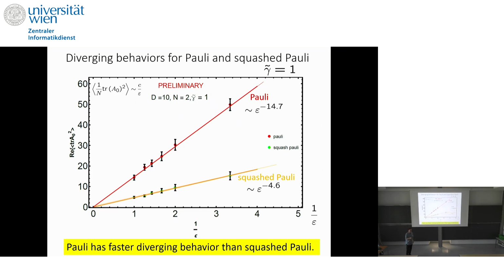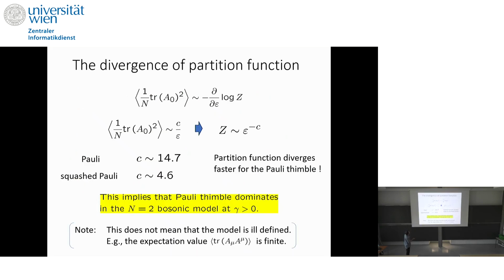So, do you have any questions? Okay. So we have shown that the partition function diverges in this model for the Pauli and squash Pauli, and they have different diverging behavior. And since the Pauli solution has larger negative power of epsilon, it diverges faster. This implies that in the limit of epsilon going to 0, the Pauli solution or Pauli thimble actually dominates the path integral in this model for positive gamma.